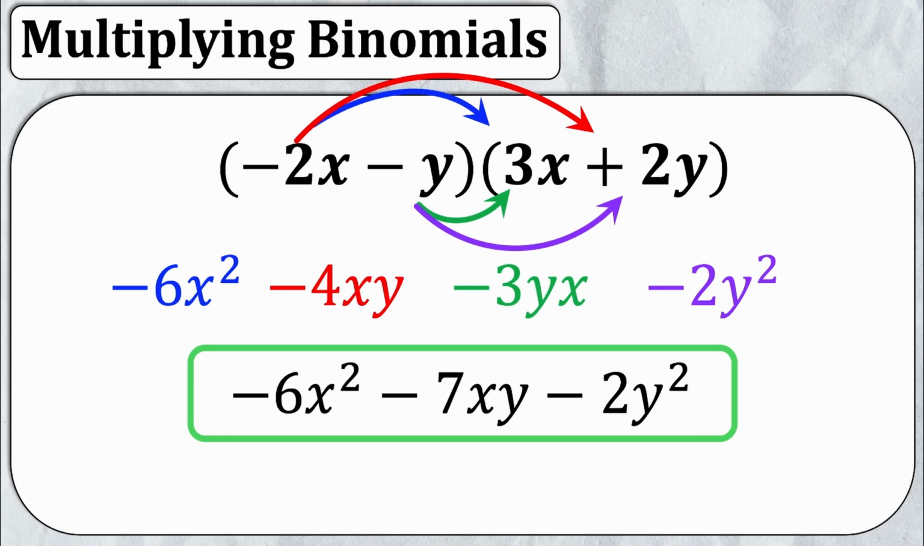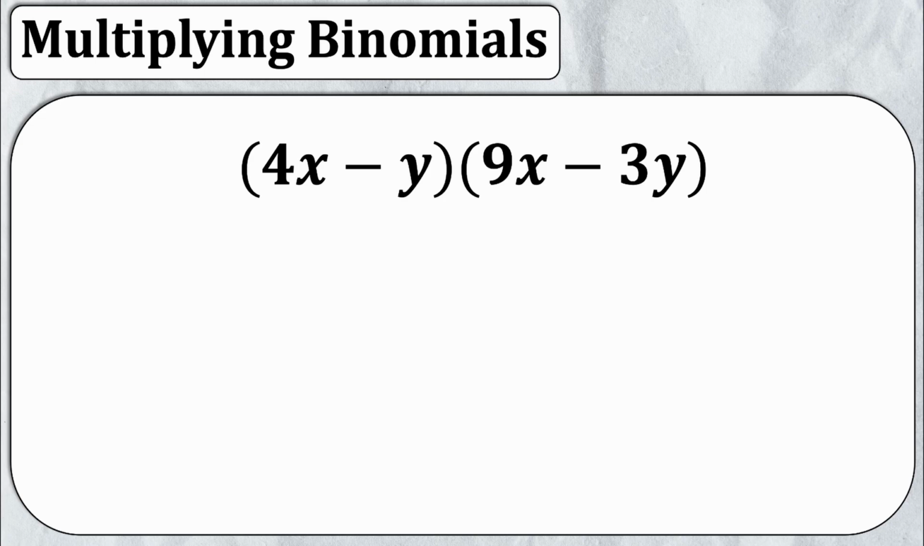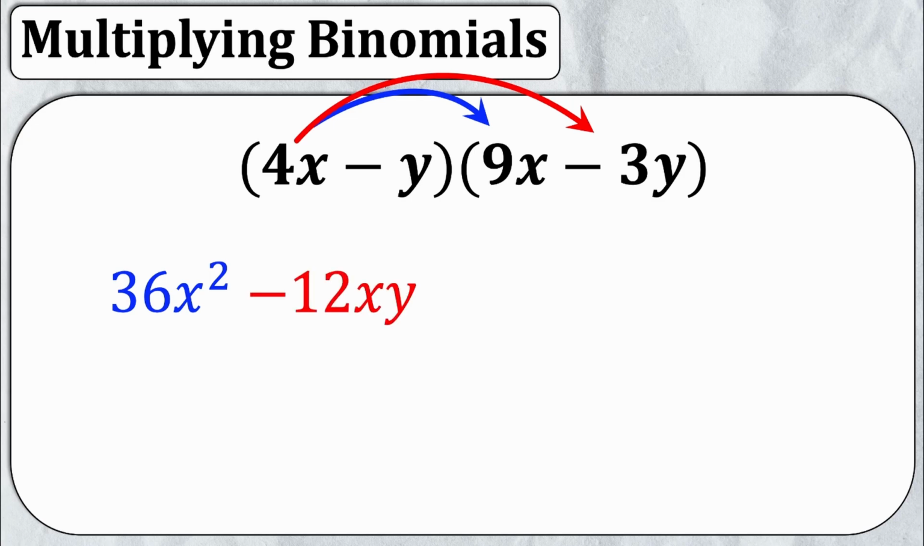All right, let's try one more example, and hopefully you can solve this one on your own. We have 4x minus y times 9x minus 3y. Give it a try on your own, and we'll solve it together in just a moment. So the first two terms are 4x times 9x, which gives me 36x squared. Then I multiply 4x times negative 3y to give myself negative 12xy.